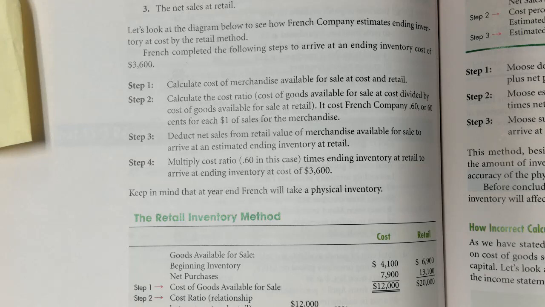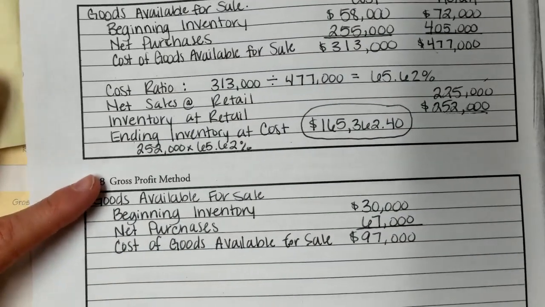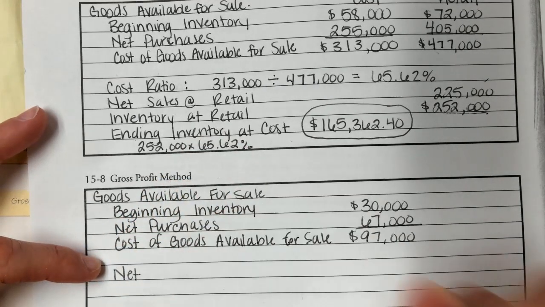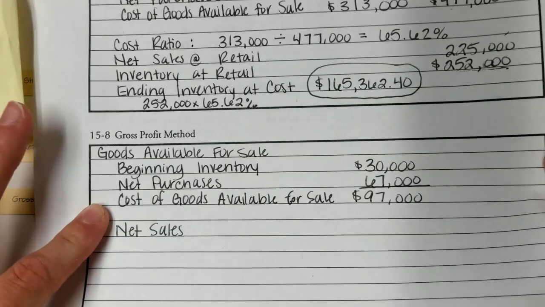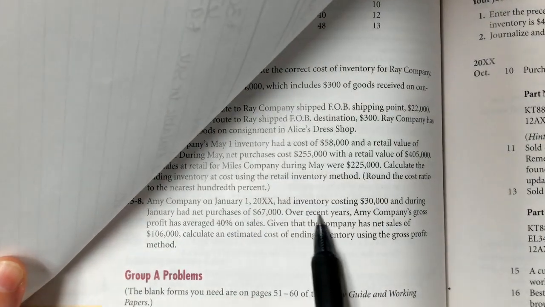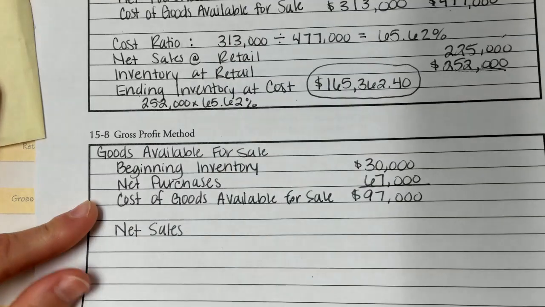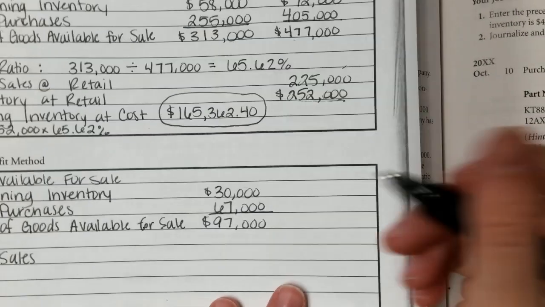The next step is to estimate your cost of goods sold. What we're going to do is multiply our net sales by our cost percentage. So we're going to have to write a couple of these things. Let's start by doing our net sales. I'm just going to drop an extra line down. Net sales should be given to us. Yes, given that the company had net sales of $106,000. Right, and we're assuming that's retail value.